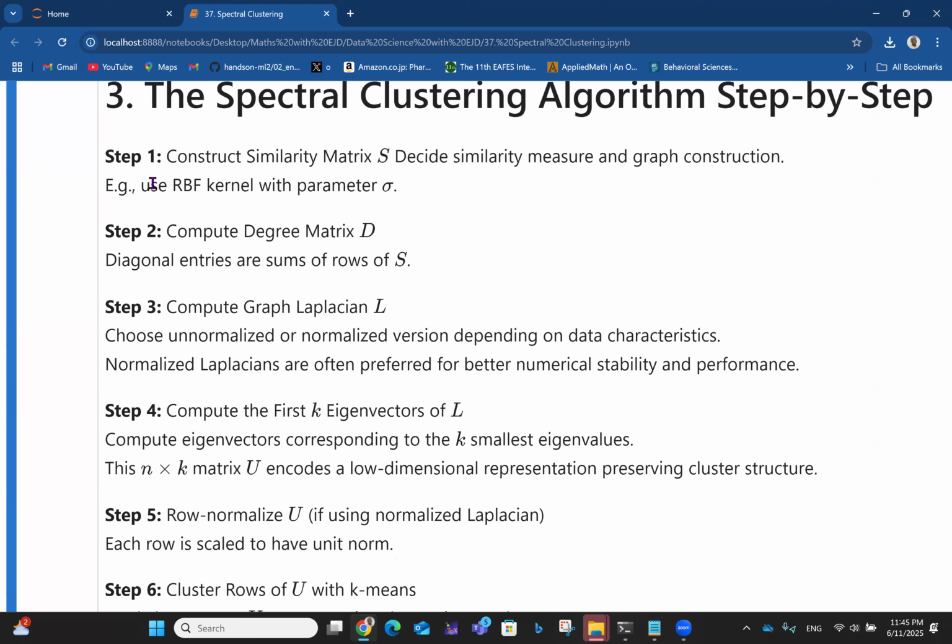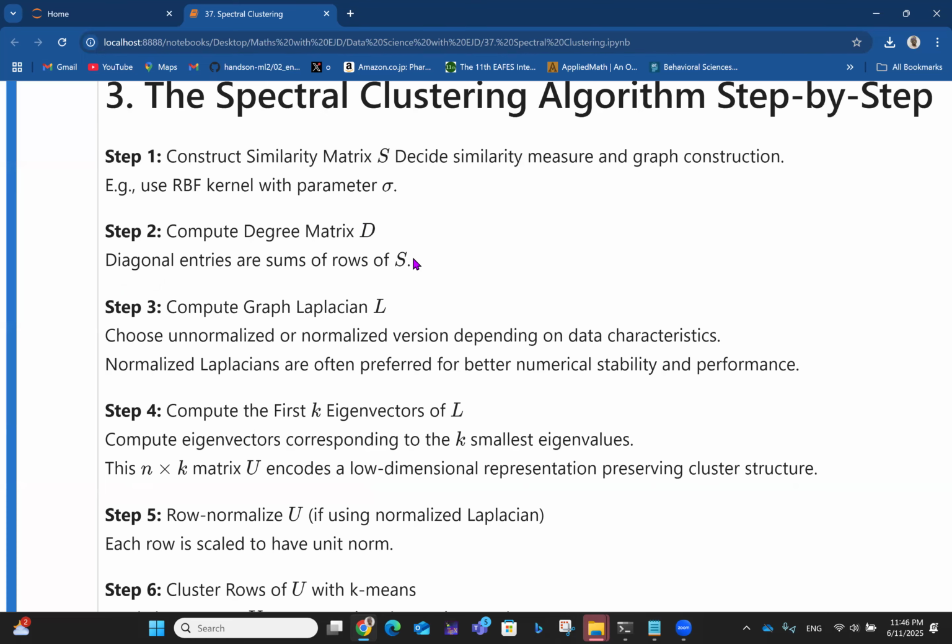For example, you may want to use a radial basis function kernel with parameter sigma. Step two, you compute the degree matrix D. Diagonal entries are sums of rows of S. I think I did something like this in that graph theory playlist at some point. I had a very big graph like that, and I was trying to do the subtraction. It could really get messy if you're doing it manually, like I did in that place.